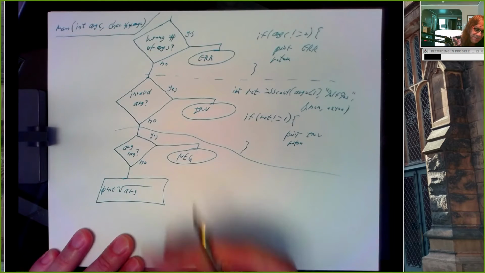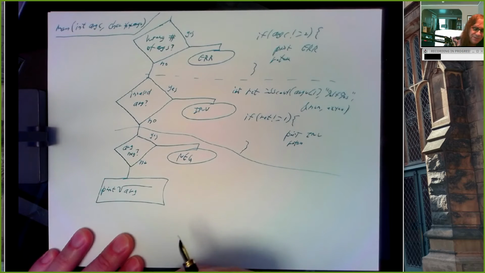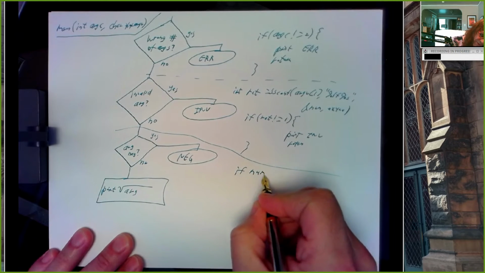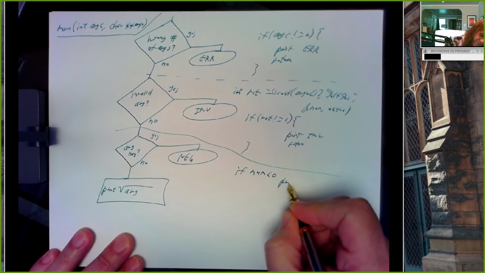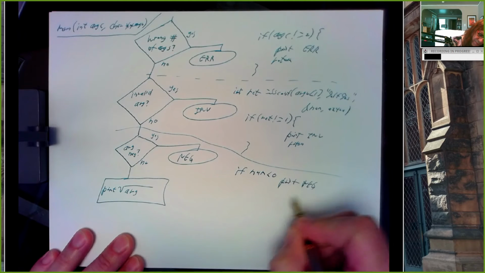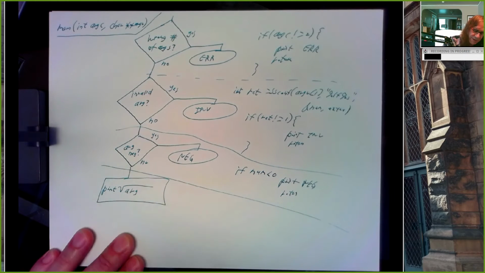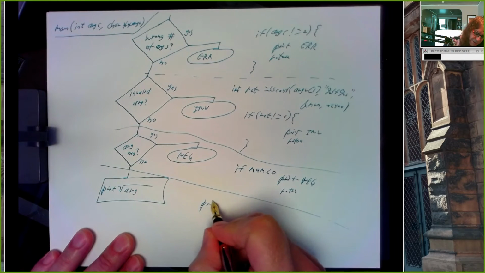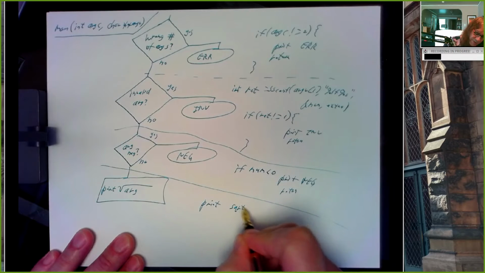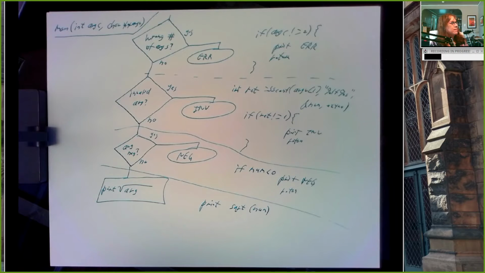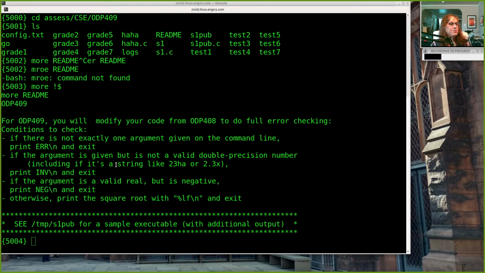Now we're down here. You've got an argument. It's a valid floating point number. Let's see if it's negative. If number is less than 0, print negative and return. Otherwise, you've made it all the way through your checks. Now you can do what you did in ODP 408, print the square root of your number. All right, so let's see what this looks like in code.